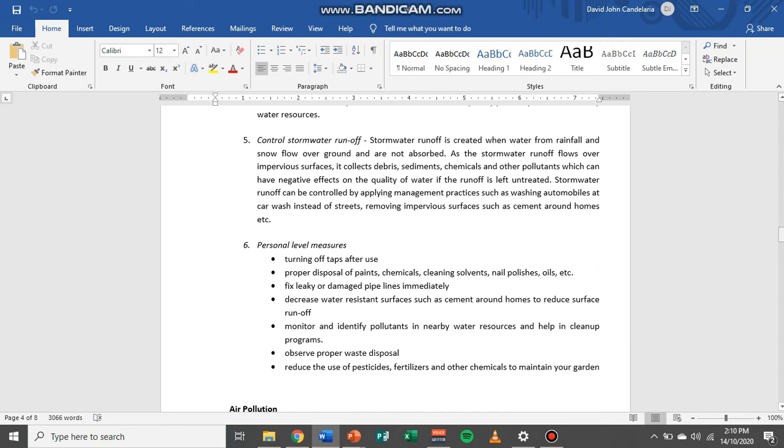So, stormwater runoff is created when water from rainfall and snow flows overground and is not absorbed. As the stormwater runoff flows over impervious surfaces, it collects debris, sediments, chemicals, and other pollutants, which can have negative effects on the quality of water if the runoff is left untreated. Stormwater runoff can be controlled by applying management practices, such as washing automobiles at car wash instead of streets, removing impervious surfaces such as cement around homes, etc.